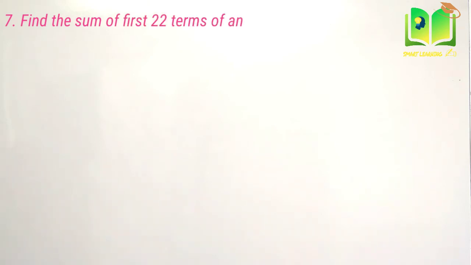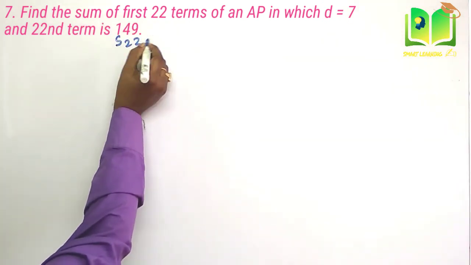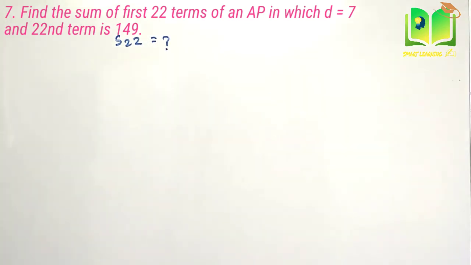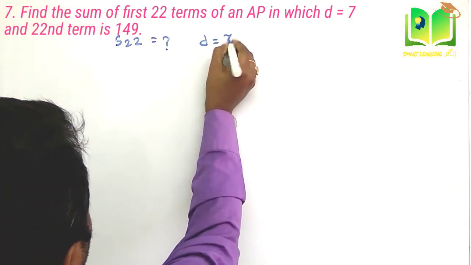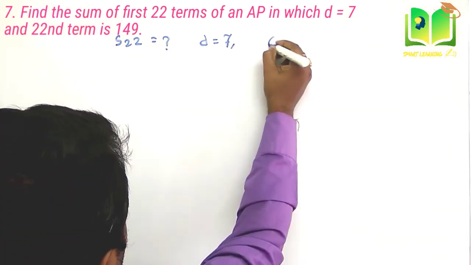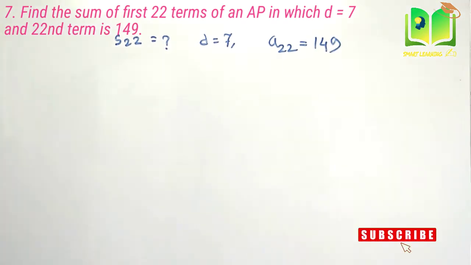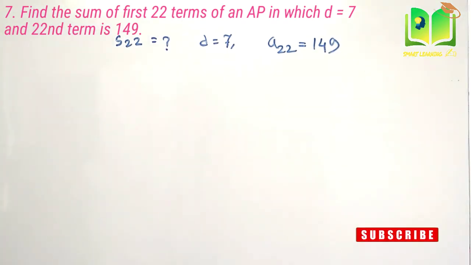Now we will see question number 7. What is question number 7? You have to find out the sum of 22 terms of the AP. Means your question is what is S22, where d is 7. d is given here as 7. And 22nd term means a22 equals 149. So by this you have to find out the value of S22.